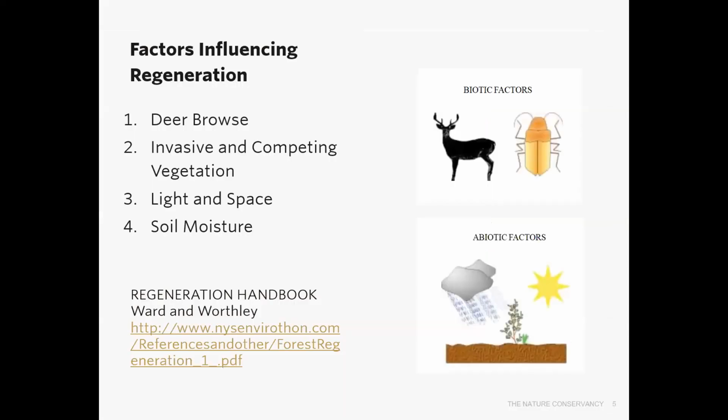So I just want to also explain some of the factors influencing regeneration. There are numerous, and they've already been somewhat discussed. High to moderate deer browse can certainly have a huge impact. Invasive competing vegetation, light and space is certainly also a significant factor. And then soil moisture and seasonal drought, potentially increasing due to climate change, is likely to be an issue in the future. And so Jeff Ward in Connecticut really produced a great regeneration handbook that explains a number of these factors.